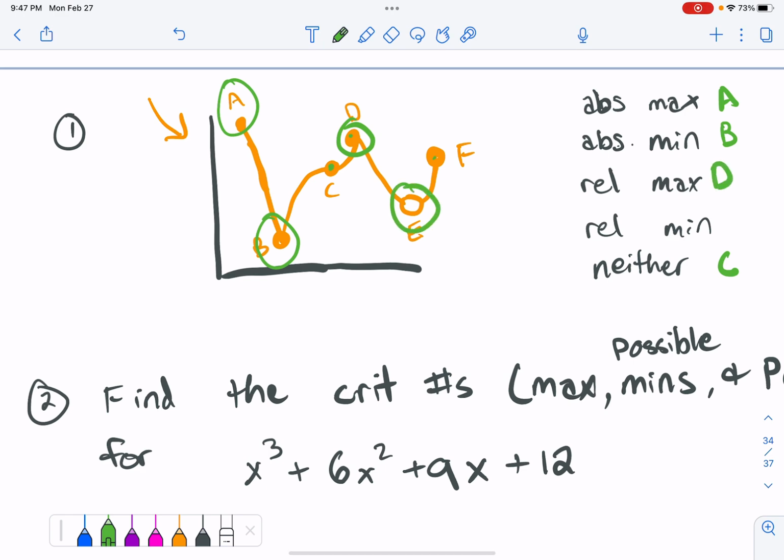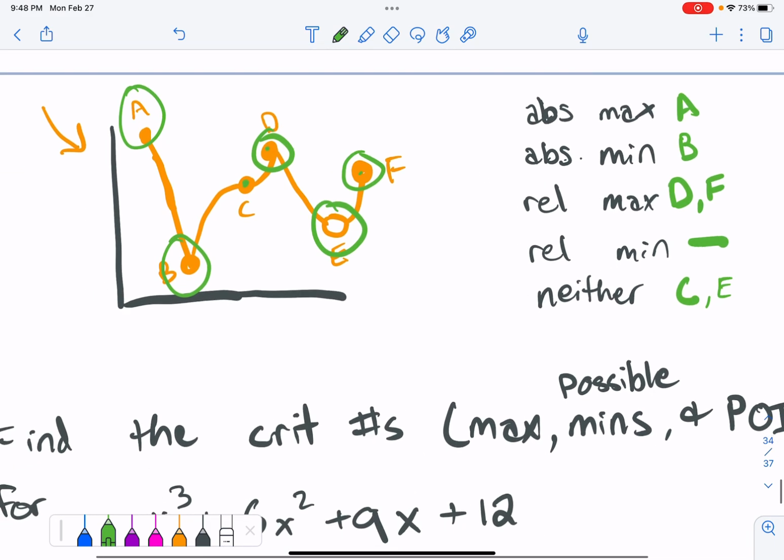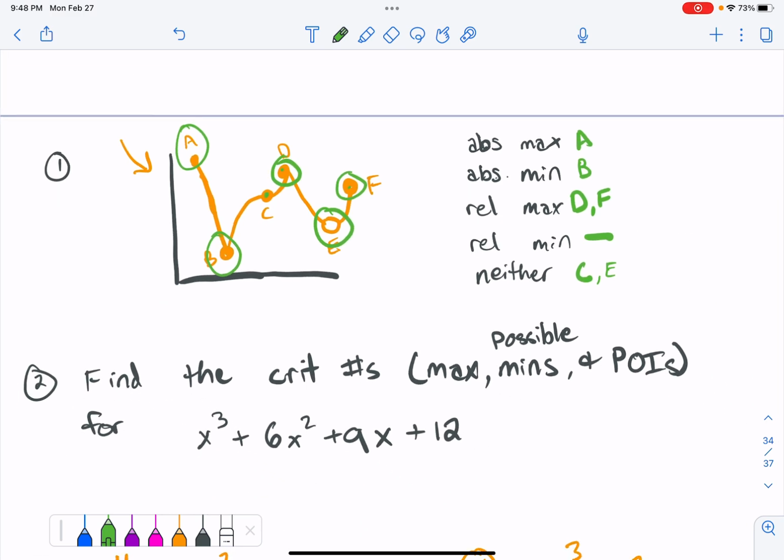E looks like a minimum, but he's not because he is an open circle, so E is going to be a neither point, and then F is another high point, but it's not the absolute highest point, so F is the relative max. We have no relative mins here at all, and that is the result of this table. So go back through those again if you got any of them wrong, and try to figure out or ask somebody why it is the way that it is. I'm going to move on to number 2.